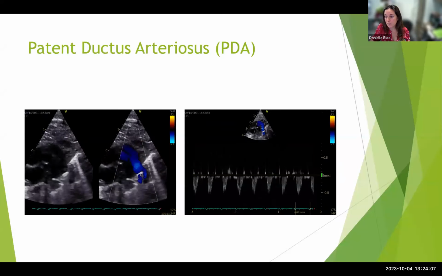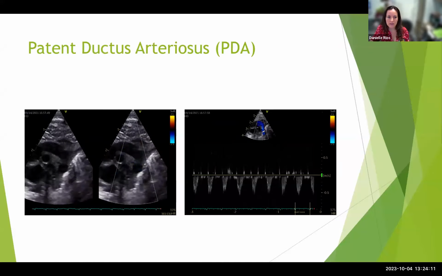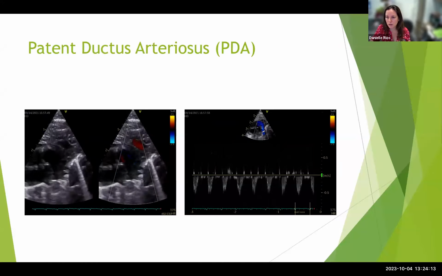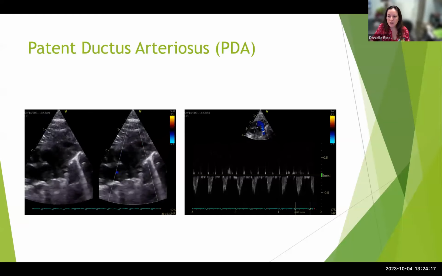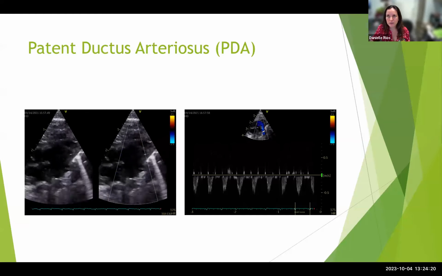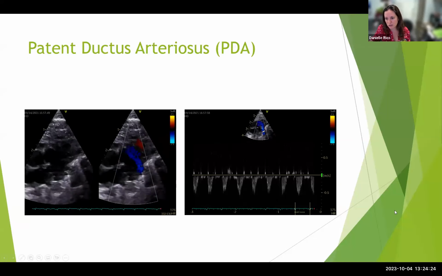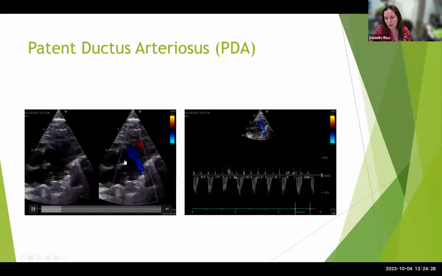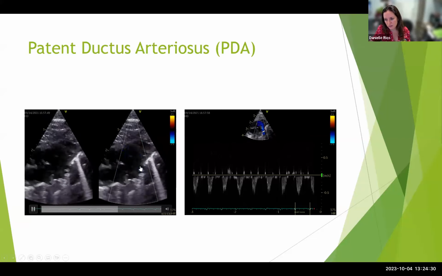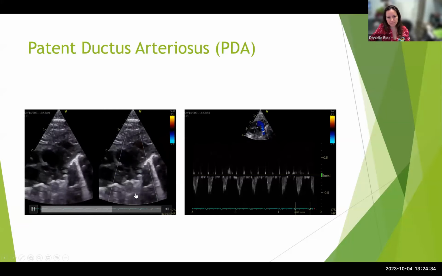And then flow direction across the PDA provides the most direct method of evaluating the relationship between pulmonary artery pressure and systemic arterial pressure. The presence of an exclusive right to left shunt is always abnormal, and that's what we're looking at here in the images, where you go kind of a sweep from the aorta over to the LPA, and you see the completely right to left PDA right there.